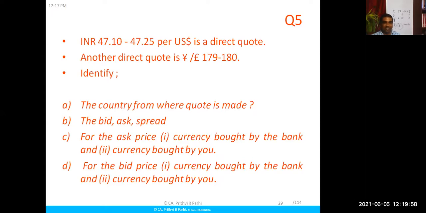Then what is the question asked? Country from where the quote is made, bid, ask and spread. First, let us try to solve this. First part: the country from where the quote is made. The first quote is made from which country? India. India, you know, it is on the LHS and also it is direct. The second quote is from which country? Japan. Okay.